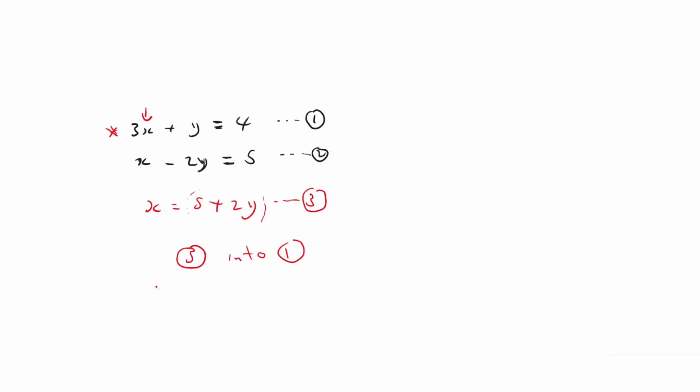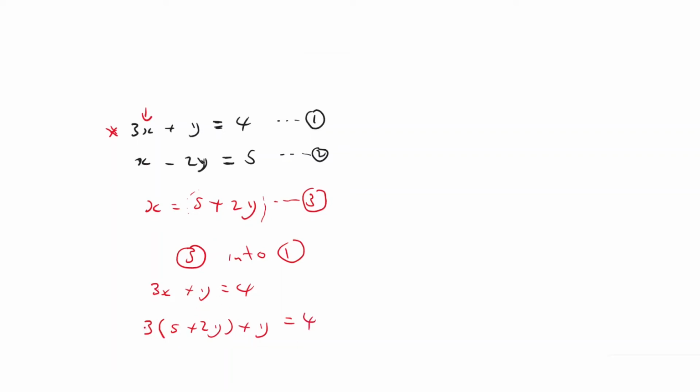So equation number 1 looks like this: 3x plus y is equal to 4. So when I substitute, I'm going to have 3, which is this 3, and where I see x, I'm going to put this. So I'm going to open a bracket, 5 plus 2y, and then this is plus y, which is equal to 4.